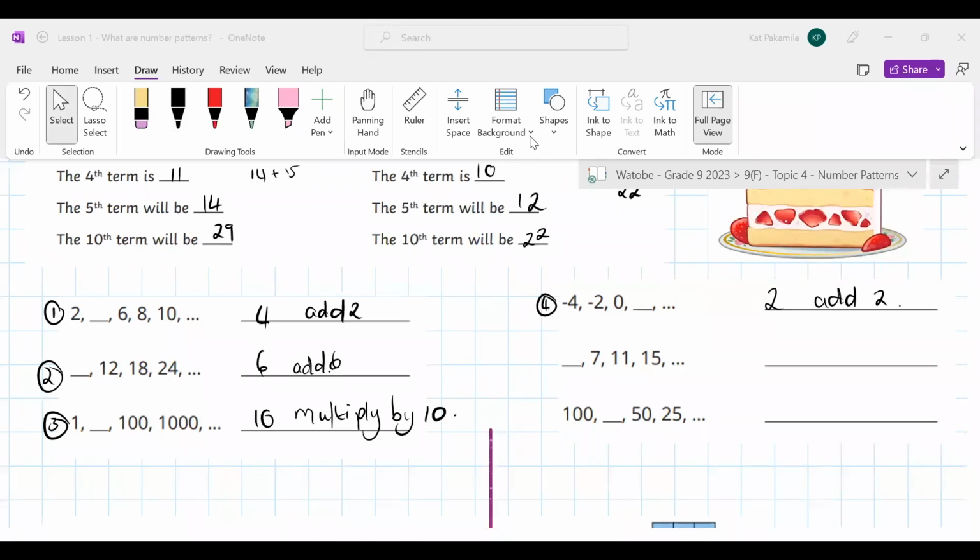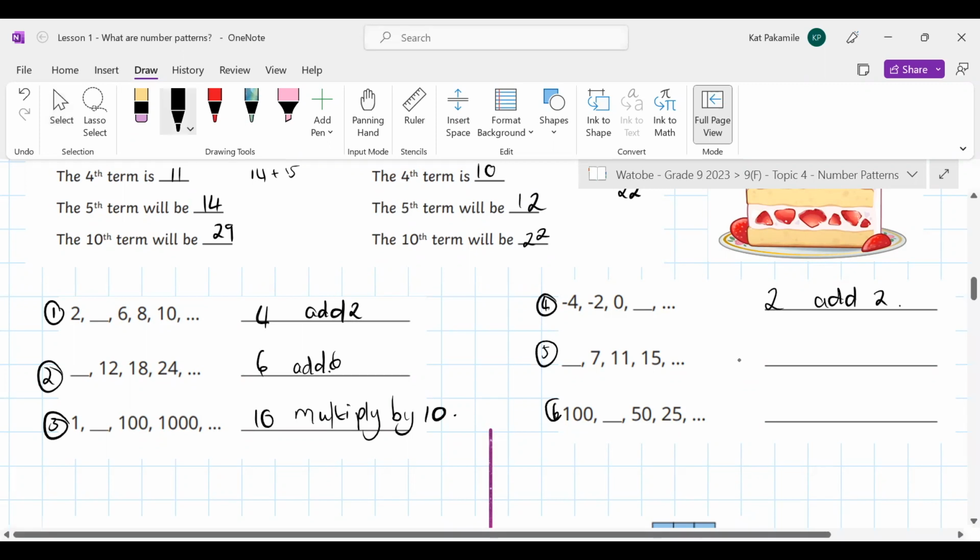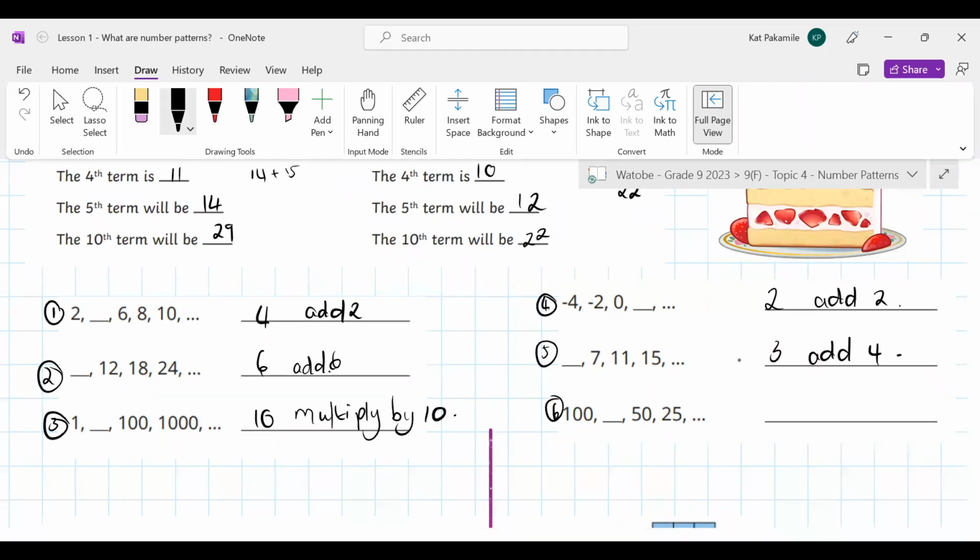Likona. Hello, ma'am. So the first term is going to be 3, and then we're adding by 4. We add 4. Thank you very much, Likona. Here we go. Boniswa, take us home. Let's do the last one.